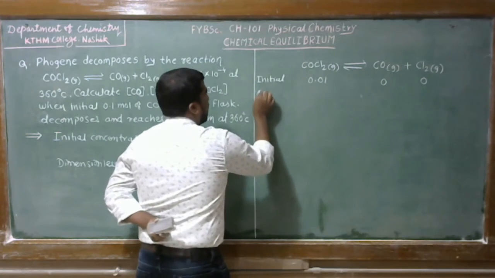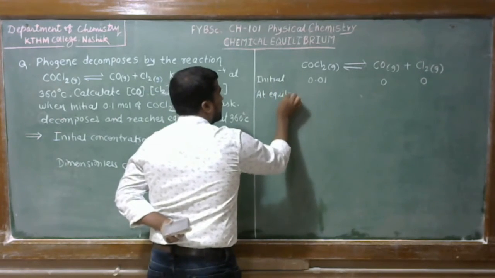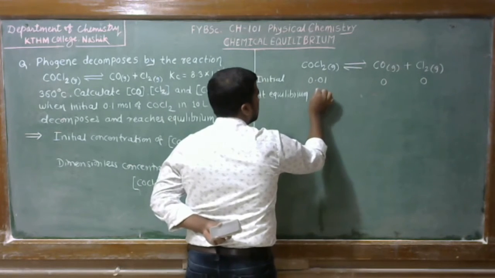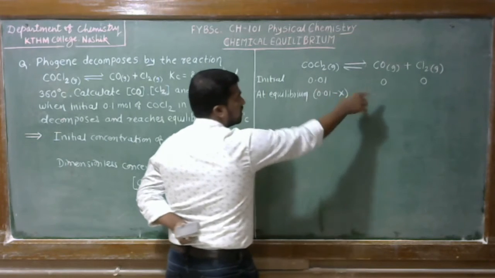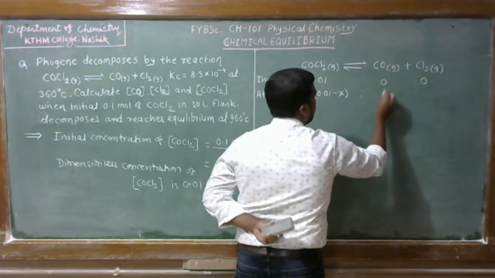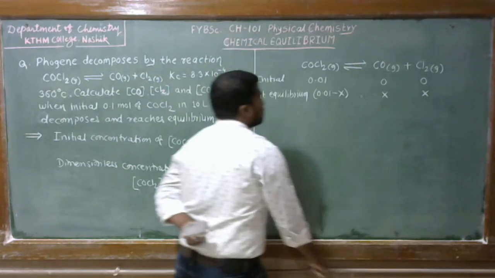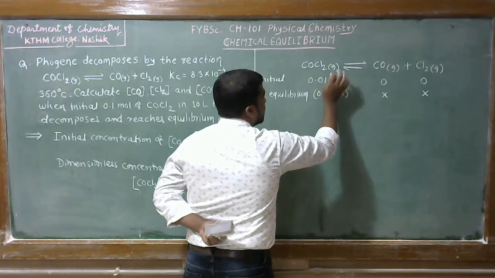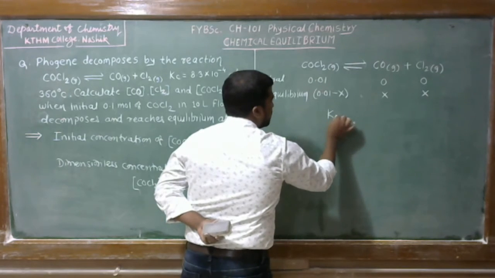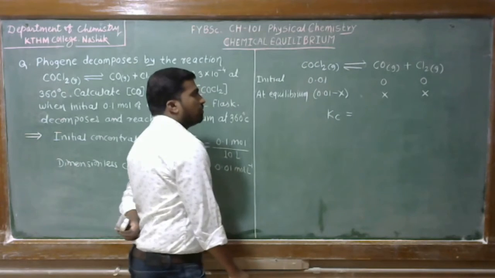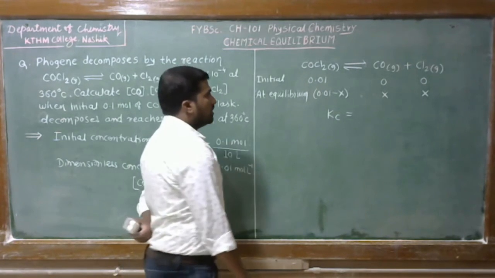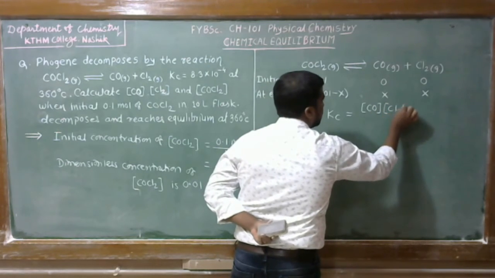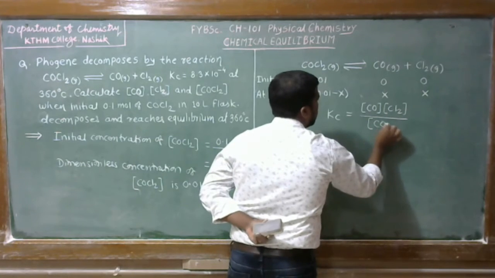Now at equilibrium, the concentration of COCl2 is 0.1 minus X, and the concentration at equilibrium for CO is X. Similarly for Cl2 also X. So according to the law of chemical equilibrium, we can write the equilibrium constant for this reaction: Kc is equal to products divided by reactants with their respective stoichiometric coefficients, that is, CO and Cl2 upon COCl2.